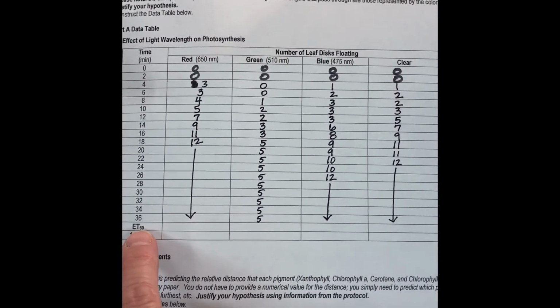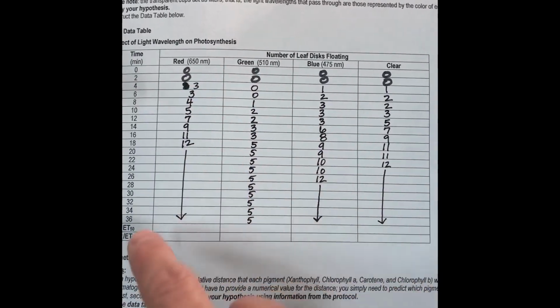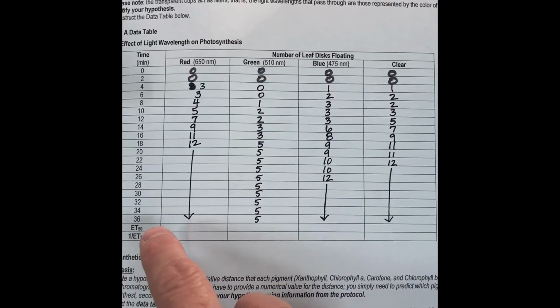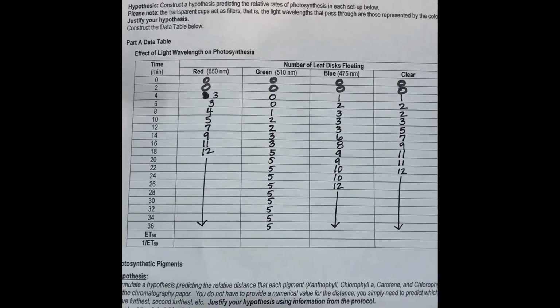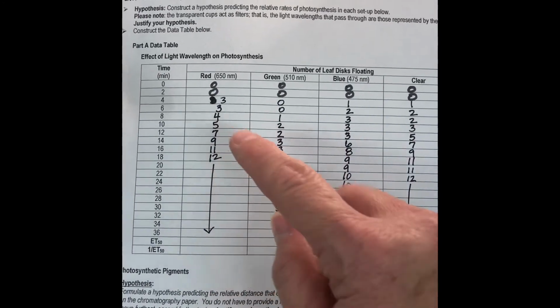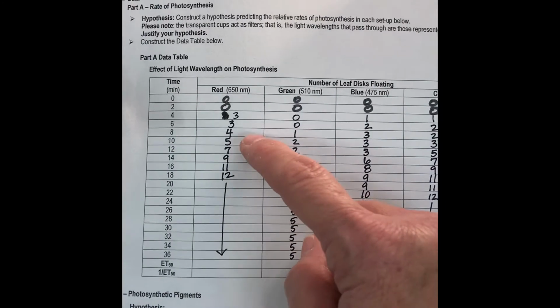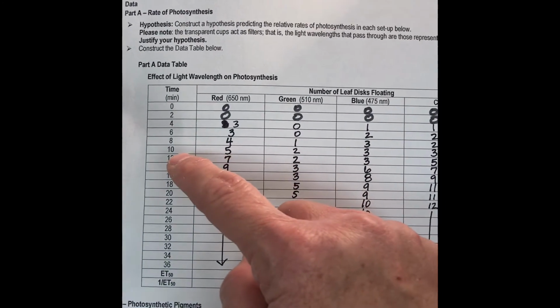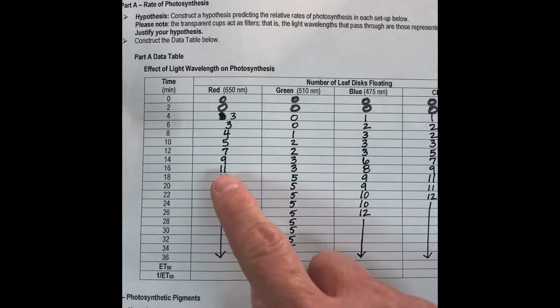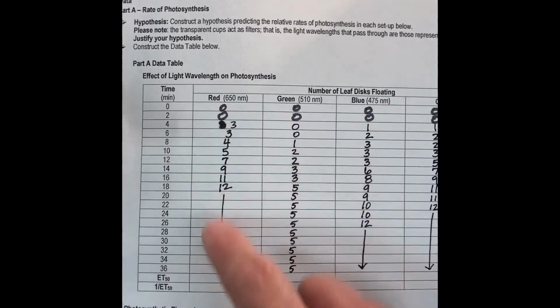Remember, ET50 is the estimated time at which 50% of the discs have risen to the top. So we use 12 chads, so we want to know the estimated time at which 6 have risen. So for this first one, you can see between, right here we've got 5 and then we have 7, so 6 would have risen between 10 and 12 minutes, so the ET50 would be 11 minutes for the red.